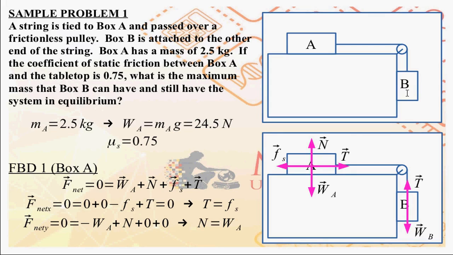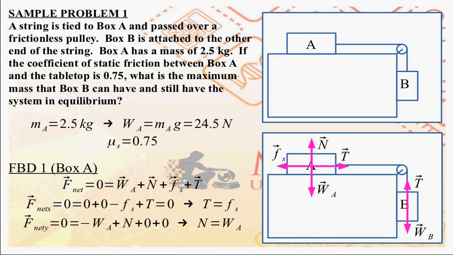If we can calculate or derive the weight of box B, we'll be able to calculate the mass of box B. And that's what the problem is asking for. Next, because of its weight, box A is pressing into the tabletop. The tabletop will react by producing normal force, and normal force is always perpendicular to the surface. The surface is horizontal, therefore the normal force is vertical.